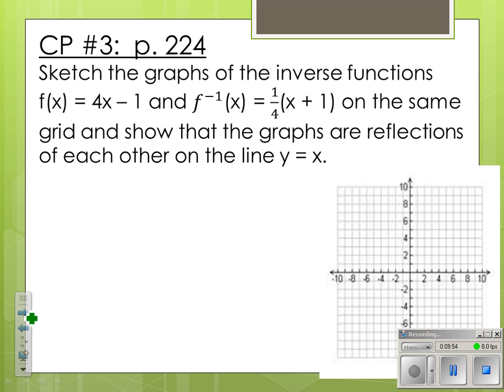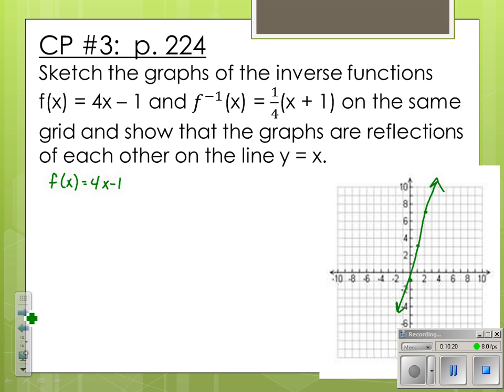So if we're going to graph that first function, we have f of x equals 4x minus 1. That's just going to start at -1 and have a slope of 4. So there's the graph of f of x.